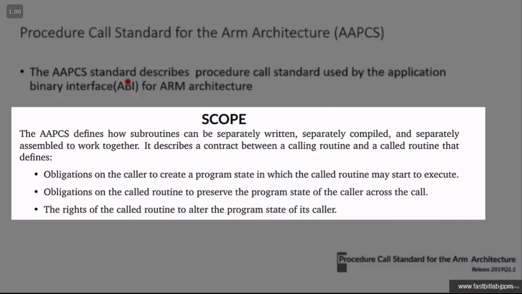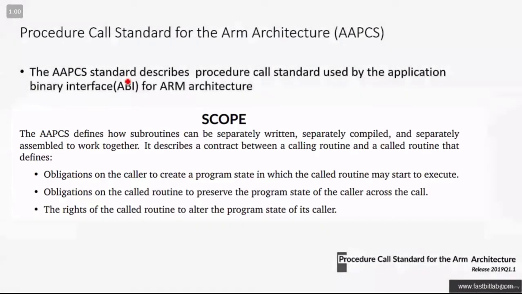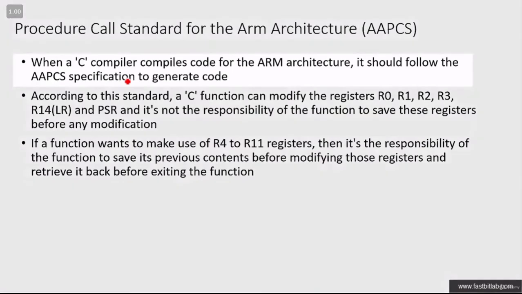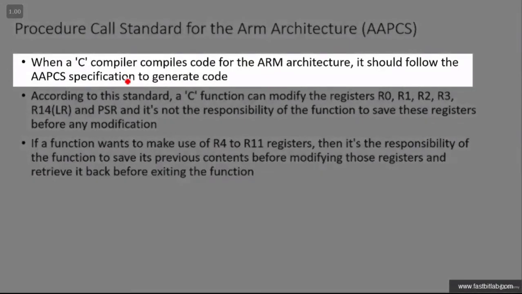This standard acts as a rule or specification when multiple people are developing multiple assembly routines and all those routines finally go into one single project. Then all must adhere to one specification. When a C compiler compiles code for the ARM architecture, it should follow the AAPCS specification to generate code which involves caller and callee.